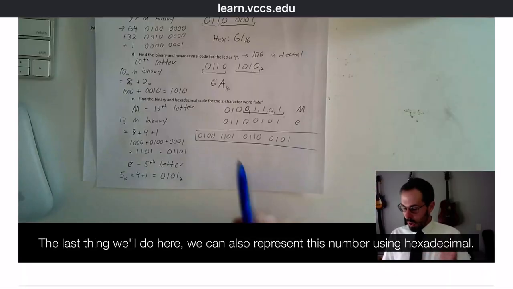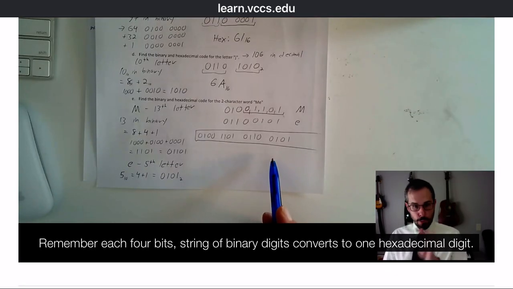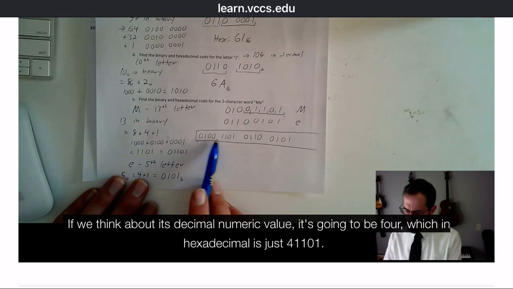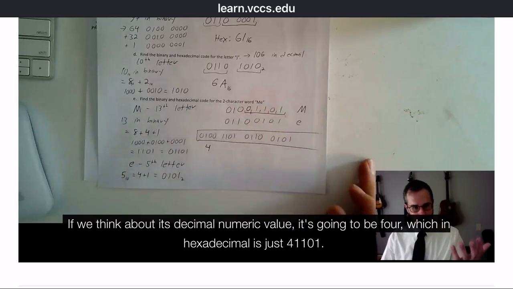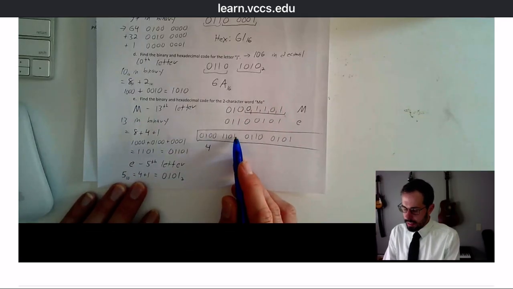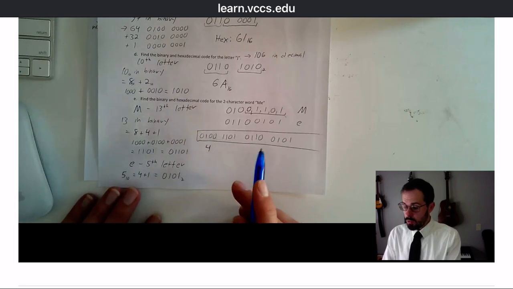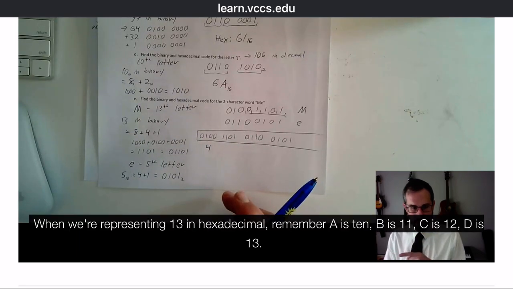The last thing we'll do here, we can also represent this number using hexadecimal. Remember, each 4-bit string of binary digits converts to 1 hexadecimal digit. Let's remember how to do that. 0, 1, 0, 0. If we think about its decimal numeric value, it's going to be 4, which in hexadecimal is just 4. 1, 1, 0, 1, in decimal, we think about that as 1 plus 4 plus 8, or 13. When we're representing 13 in hexadecimal, remember A is 10, B is 11, C is 12, D is 13.